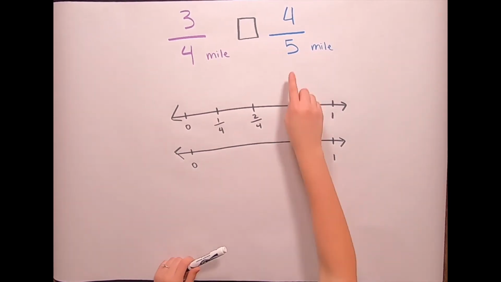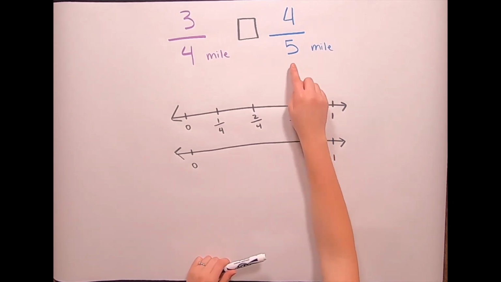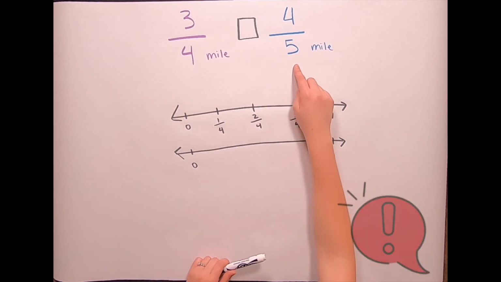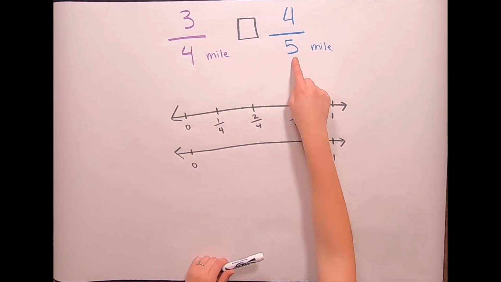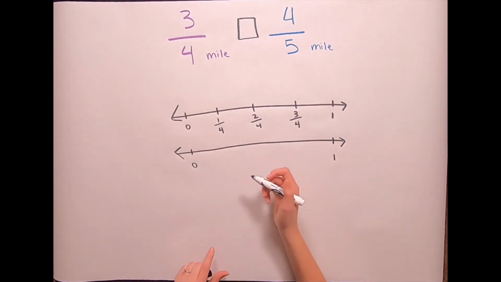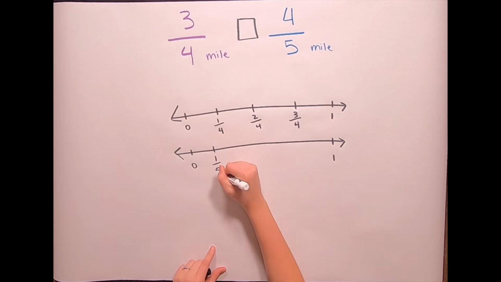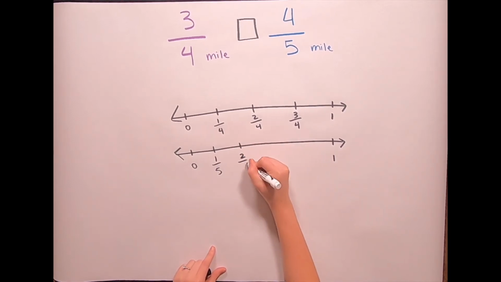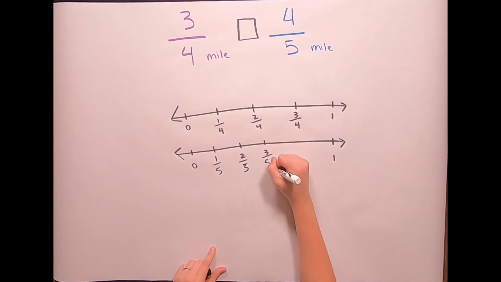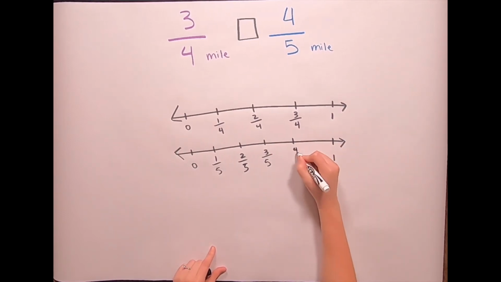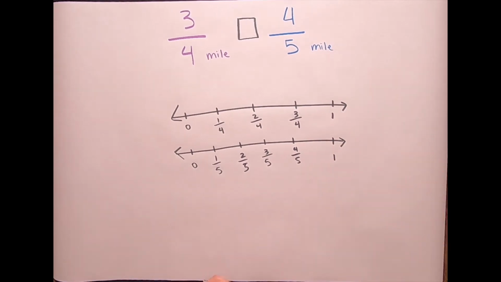Now what about 4/5? Can you tell me again how many parts are in our fraction, or how many jumps we'll have to make on the number line? Great job! 5, or 1/5. So we'll jump by 1/5, 2/5, 3/5, 4/5, and 5/5, or our whole.